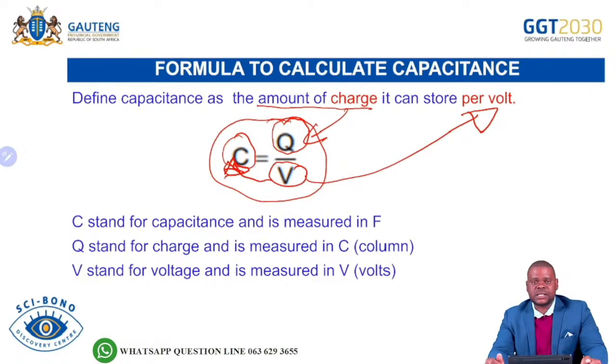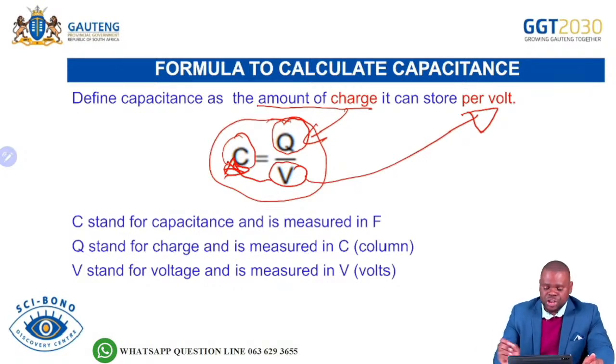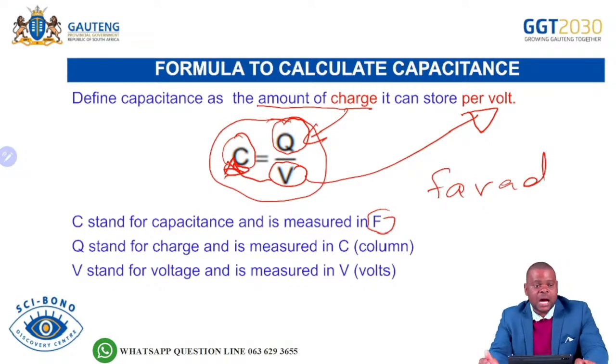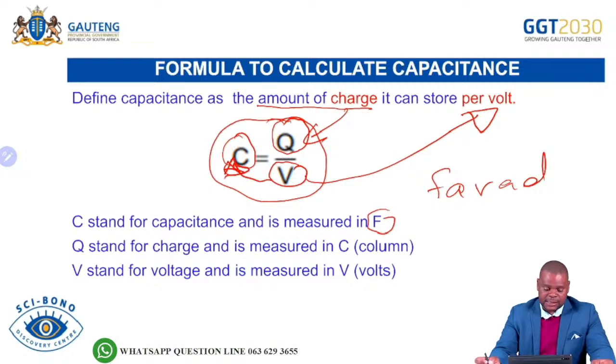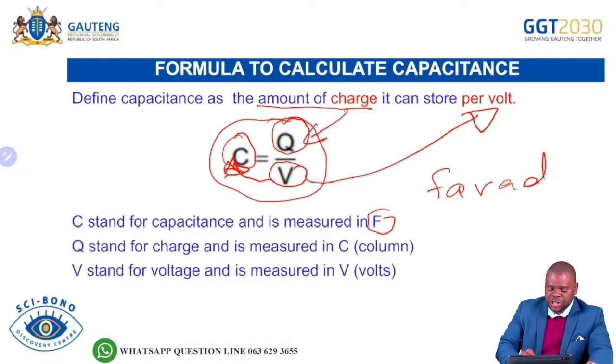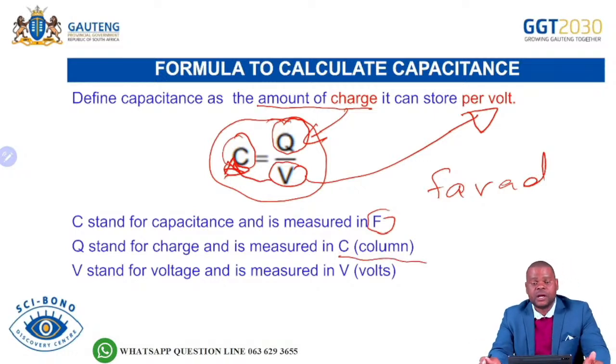C stands for capacitance, and it is measured in F. F stands for Farad. Are we together, colleagues? It's named after our scientist, Faraday, the one who discovered the capacitor. And then Q stands for charge, the amount of charge, and it is measured in coulombs. Are we together? It's measured in coulombs.